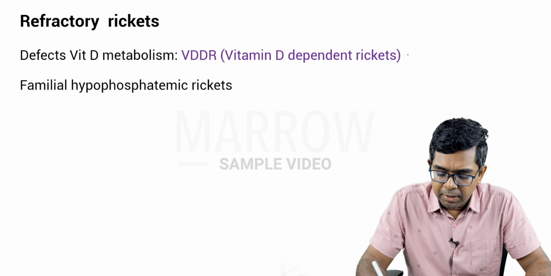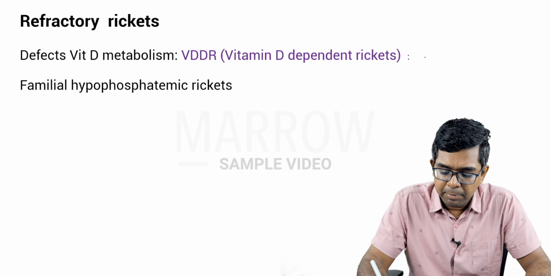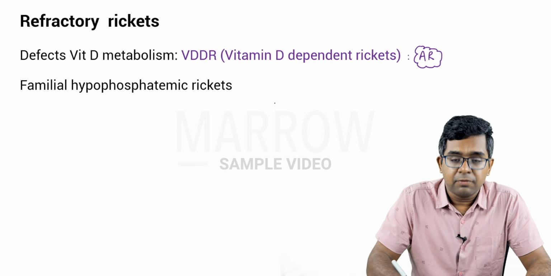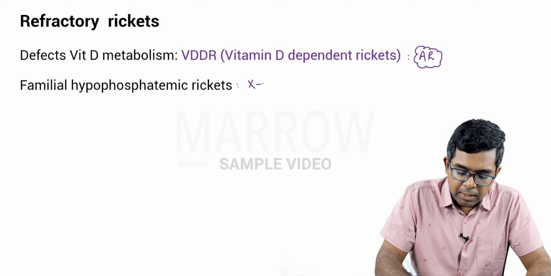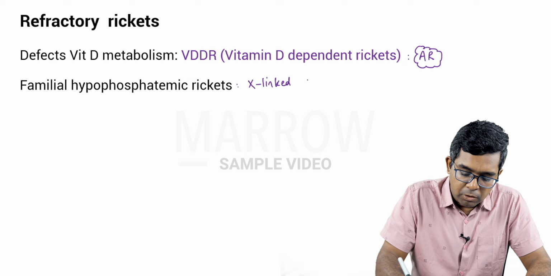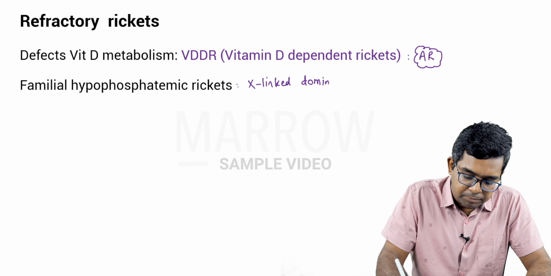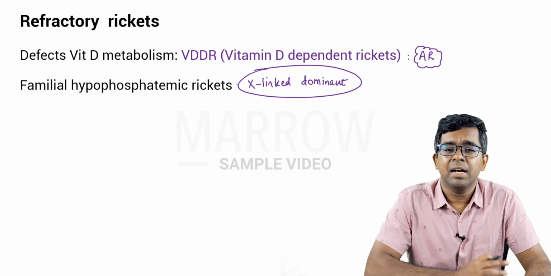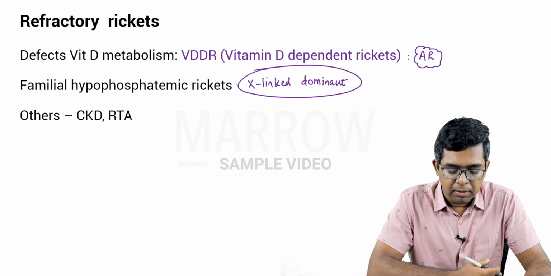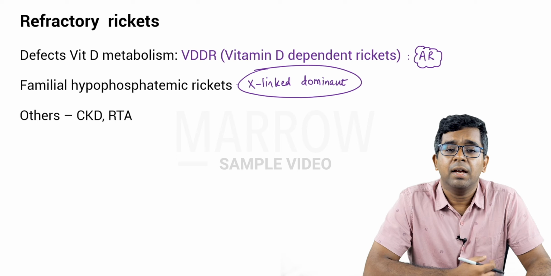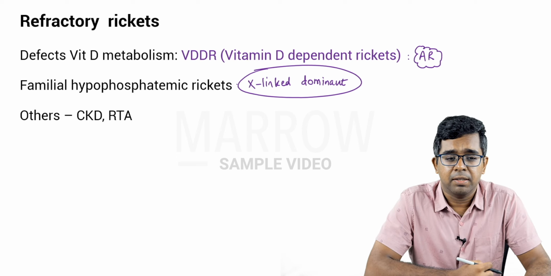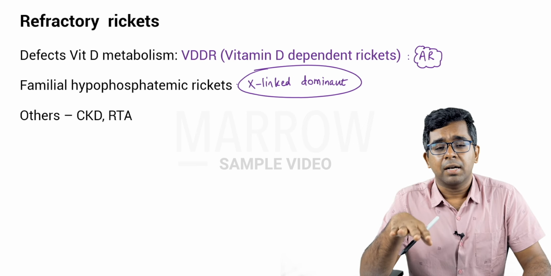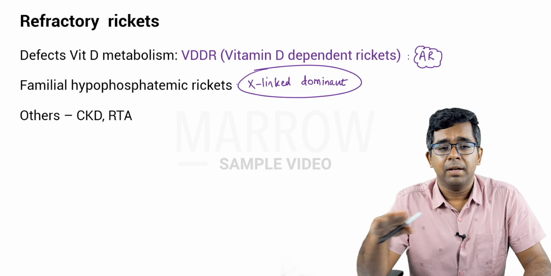Both these conditions are inherited. Please remember, vitamin D dependent rickets is autosomal recessive mode of inheritance, whereas familial hypophosphatemic rickets is X-linked dominant mode of inheritance. These are two important one-liners which you should remember. And the third category is a miscellaneous category where we have CKD, that is chronic kidney disease, and renal tubular acidosis associated rickets.